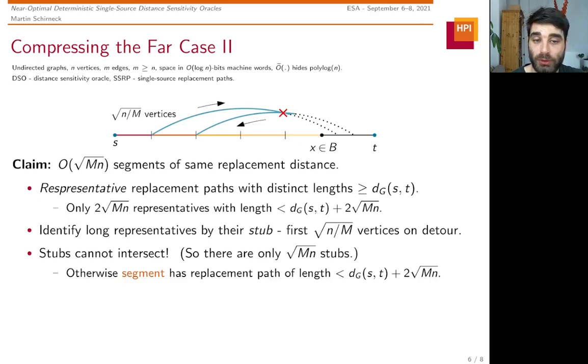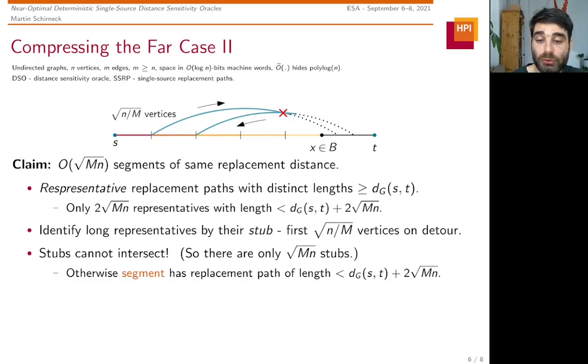Well, if you would assume that they do, then the edges they skip, namely this orange segment here, would have a replacement path starting from S until the beginning of the segment, going up the first stub to the intersection point, then going down the second stub and back to T. And this would give a replacement path of length at most this much, because on the stubs there are at most square root of n divided by m vertices, and therefore the weight of a stub is at most square root of capital M times n.